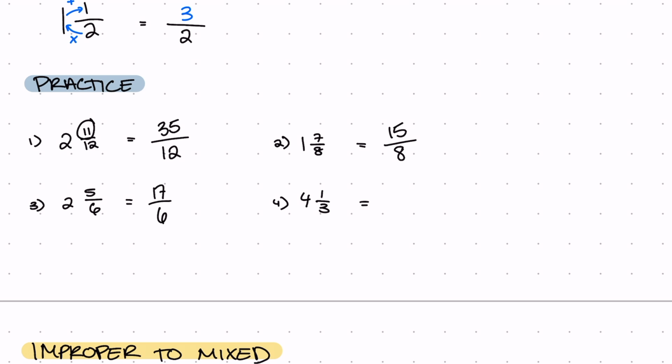And for this last one, I have 4 and 1/3. So that's going to be 4 times 3 is 12, plus 1 is going to be 13. So 13 over 3.